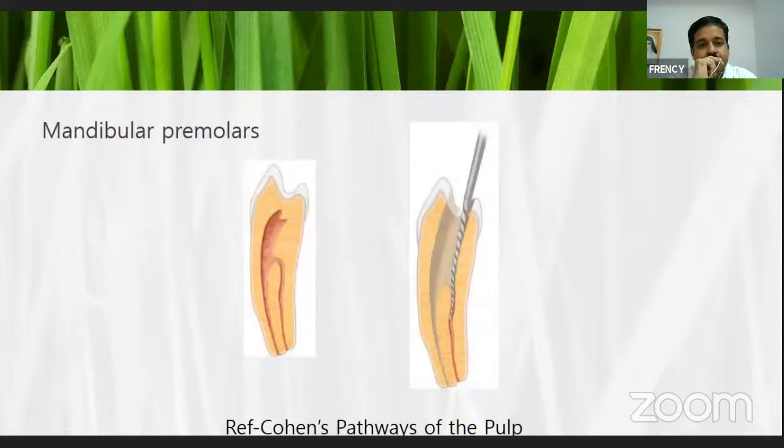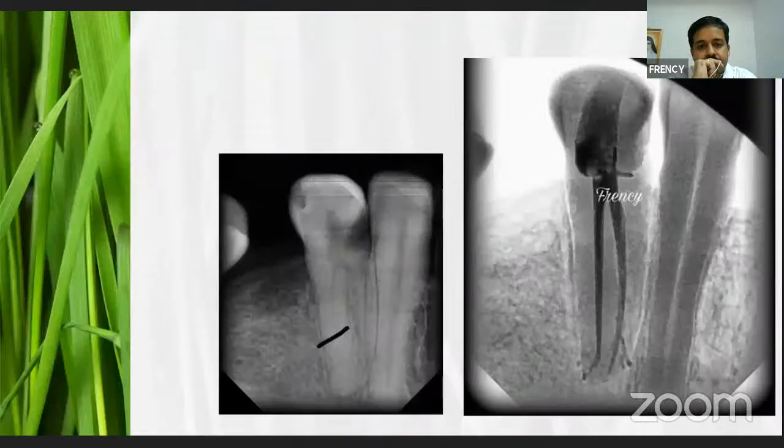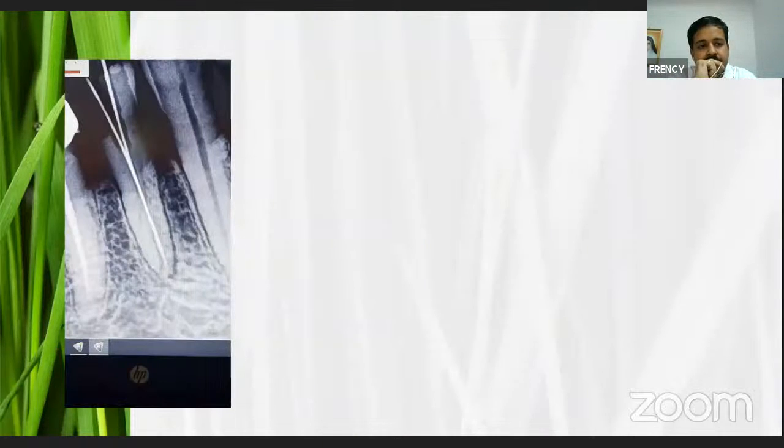This is the picture that shows the lingual canal from the mesial and distal view. So you can see, like lower incisors, there will be a sharp curve. You can see a lower premolar with two canal morphology. Here, this is a referred case.